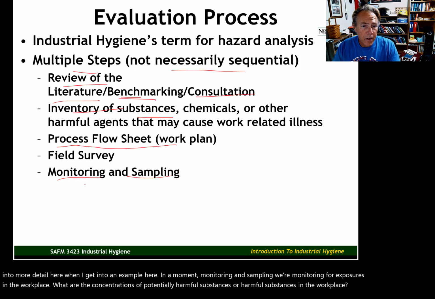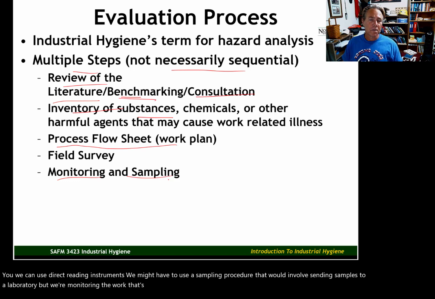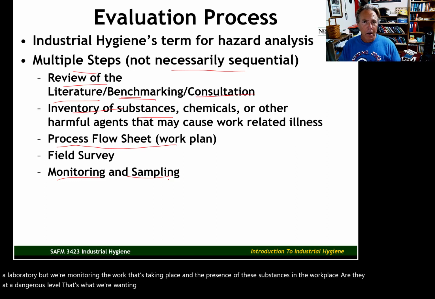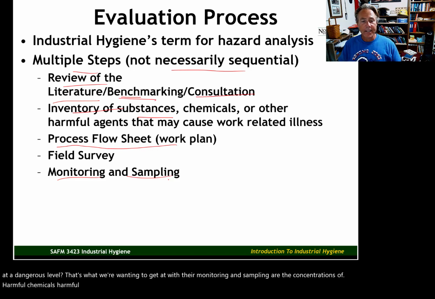We can use direct reading instruments. We might have to use a sampling procedure that would involve sending samples to a laboratory, but we're monitoring the work that's taking place and the presence of these substances in the workplace. Are they at a dangerous level? That's what we're wanting to get at with our monitoring and sampling. Are the concentrations of harmful chemicals, harmful substances at a dangerous level in our workplace? If they are, we've got to do something about it.